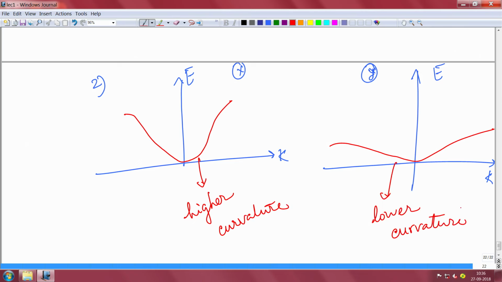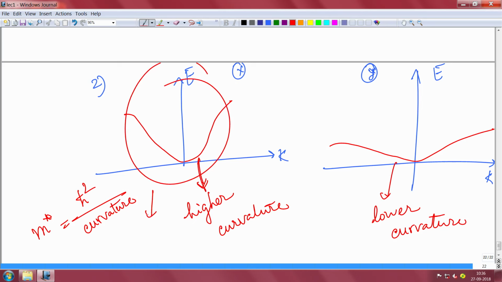I told you the effective mass of the electron, m star, is inversely proportional to the curvature. So, if this has a higher curvature, then this material will have a what? Is a higher curvature, no? It will have a lower effective mass.